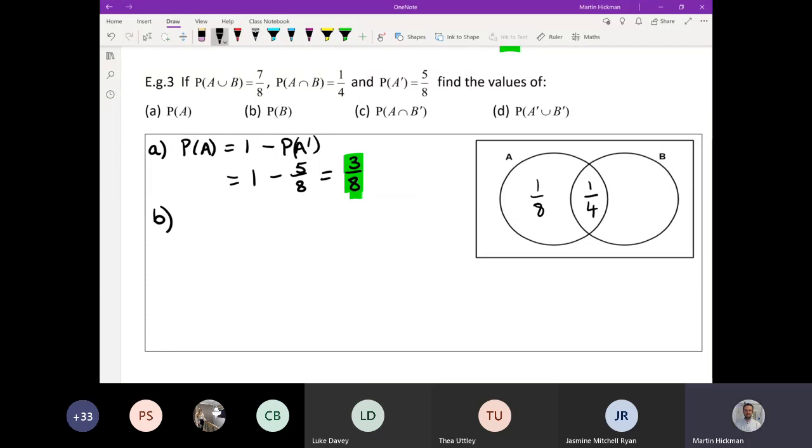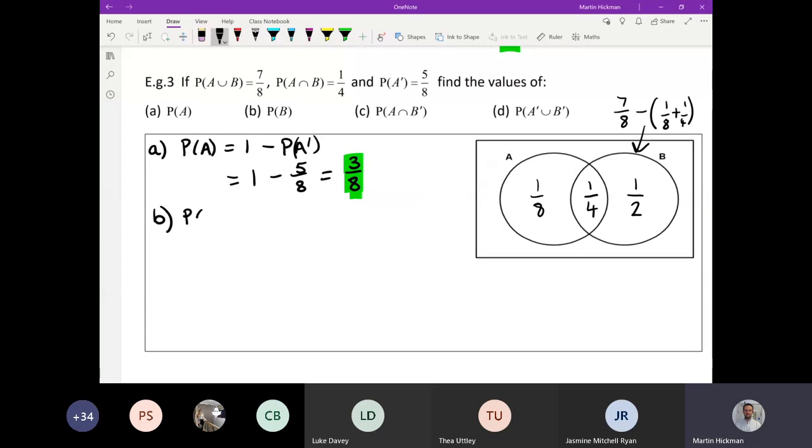So I'm also told the probability of A or B is 7/8. What that means is everything in these circles needs to add up to 7/8. All the parts within A and B need to add up to 7/8. So to work out this missing section here, add together what is already there, and then simply take that away from 7/8. When we do that, we get a half.